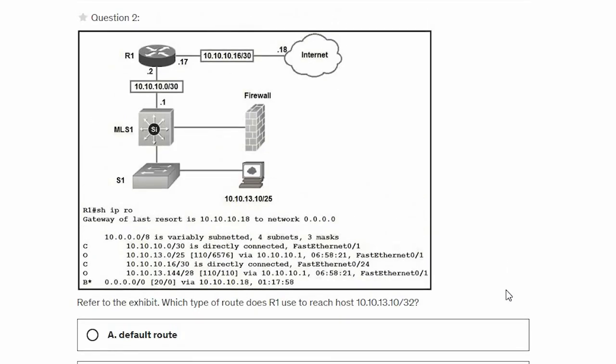Then the question says, using this scenario, which type of route does R1 use to reach the host 10.10.13.10/32? Which type of route does R1 use?